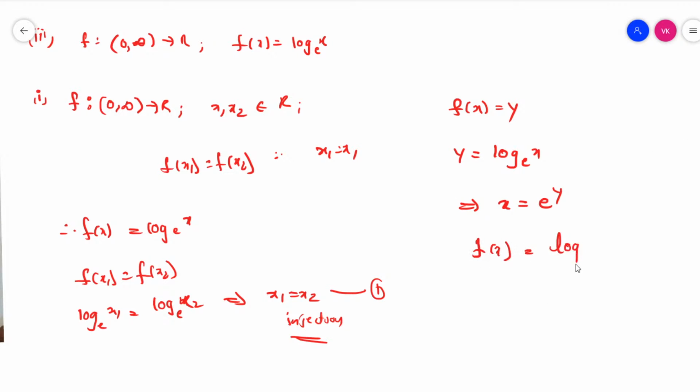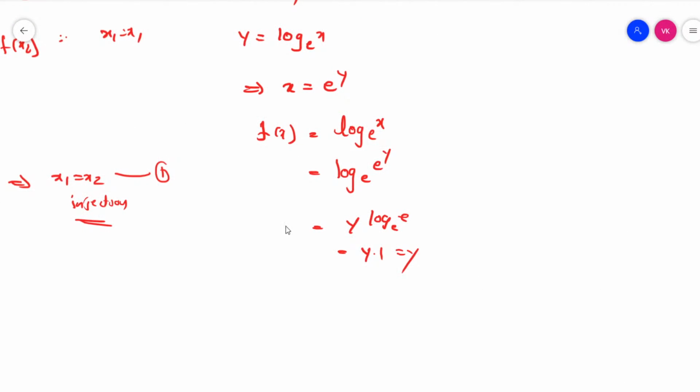Then f of x is equal to log x base e, and substituting, we get log of e power y base e. Then we can write y into log e base e, which is y into 1, that is equal to y. Here we prove that f of x is equal to y. Then f is a surjection, that is, an onto function.